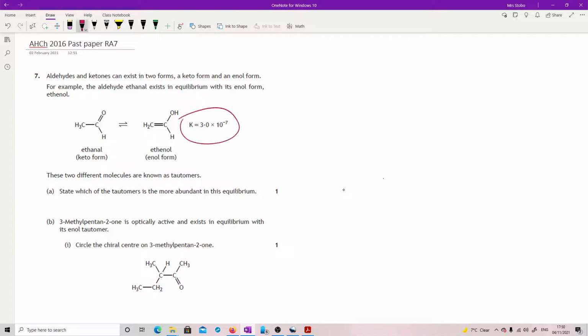Okay, so what you've been given is this number here. This is your K. So that is the enol form over the keto form. And what we have is 3 times 10 to the minus 7 as the result of this fraction. Now, if you're panicking about this and you're not sure what to do, plug in some real numbers. Make it really easy for yourself.